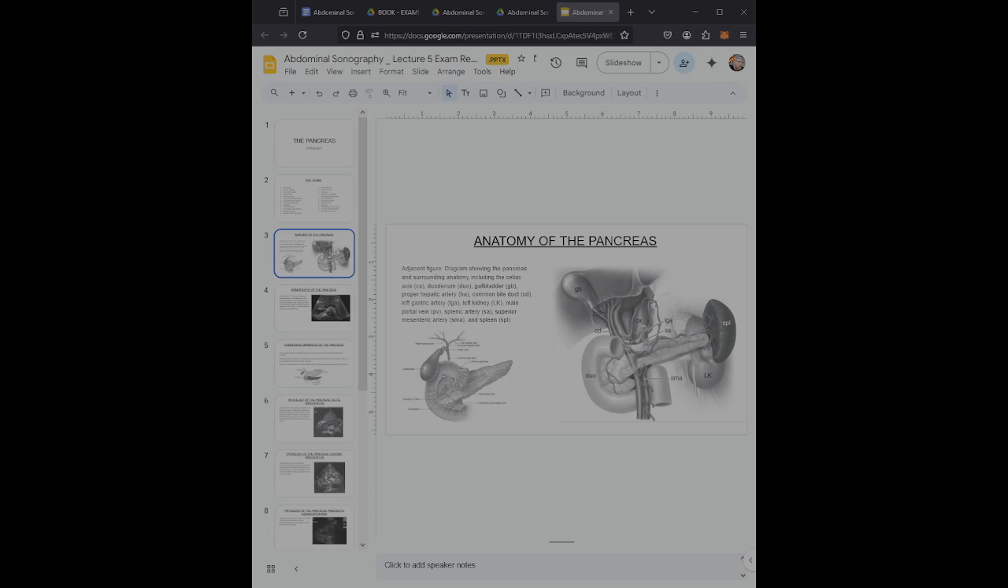The arterial blood supply to the head of the pancreas is via the gastroduodenal artery, and the body and tail of the pancreas receive their blood supply from the splenic and superior mesenteric arteries. The venous drainage is achieved by means of the splenic vein, the superior mesenteric vein, inferior mesenteric vein, and the portal vein.